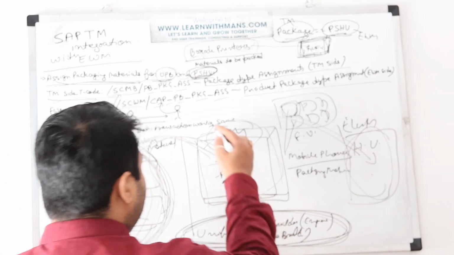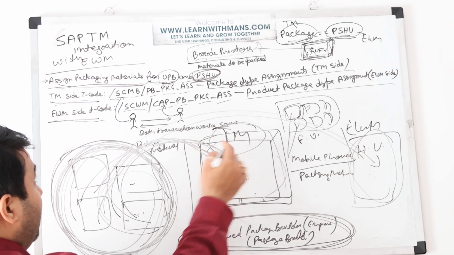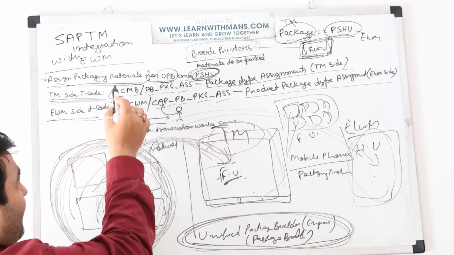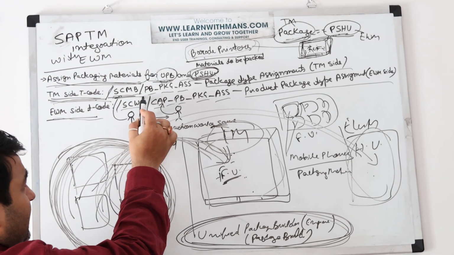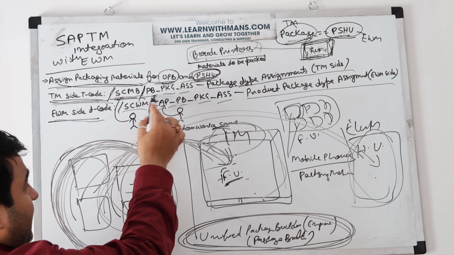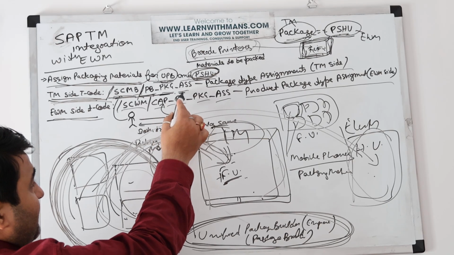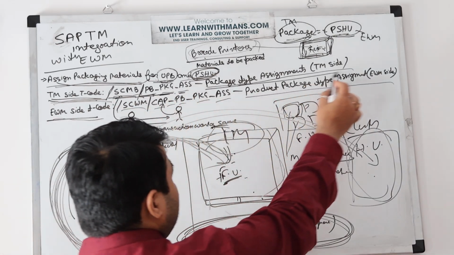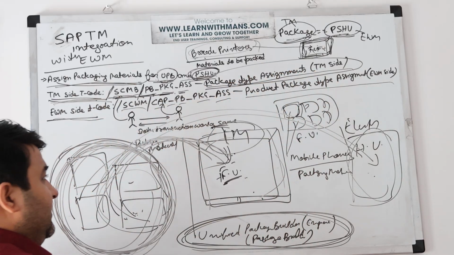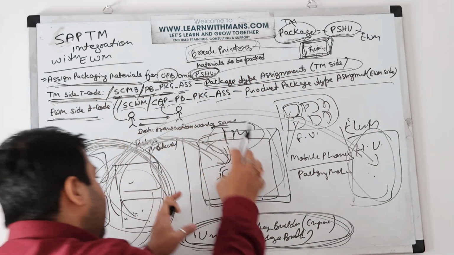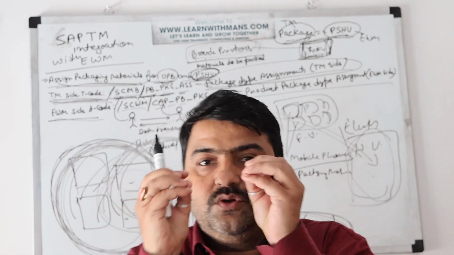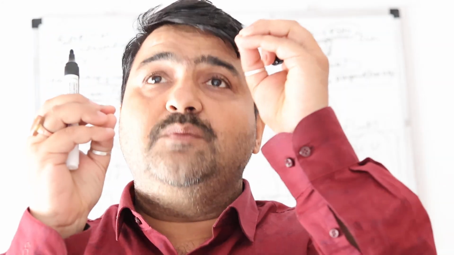Suppose, first example, on the transport management side, the freight unit I am going to pick. On the transport management side the T code is /SCMB/PACKAGE_BUILDER, PKG package assignment. This transaction code is the package type assignment on the TM side. When we execute this transaction, this material will link to the freight unit and the system will understand, okay, this is the material which Manas wants to pack inside this freight unit. Both will be linked. Then the warehouse worker can pack, okay?